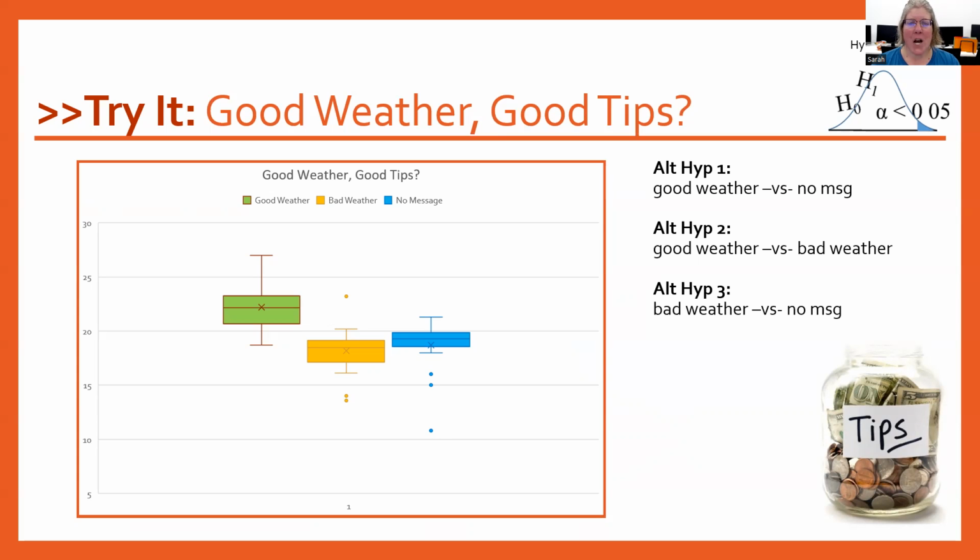And then the alternate hypothesis 2 is good weather versus bad weather. So that's the first and second box plots. And then the third one is bad weather versus no message. So that's the center box plot and the right one. All right, so hopefully you have a prediction for each of those about a statistically significant difference or not.